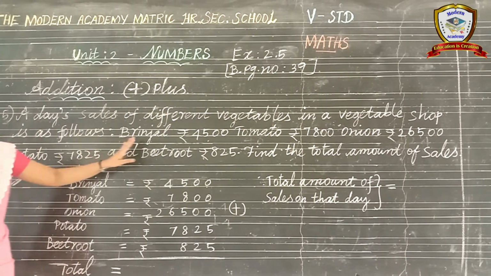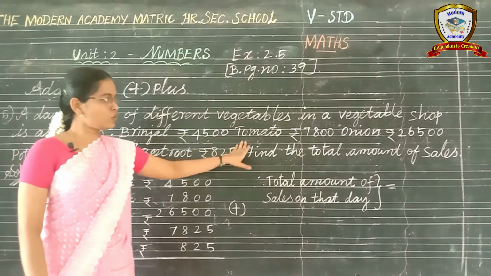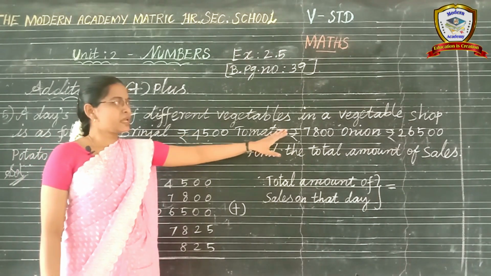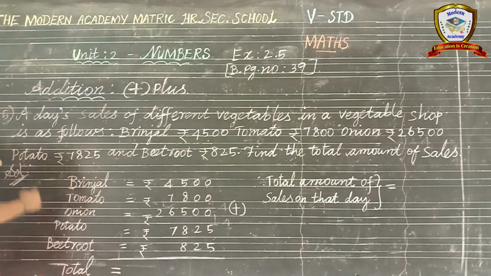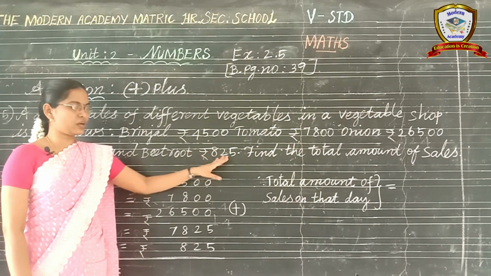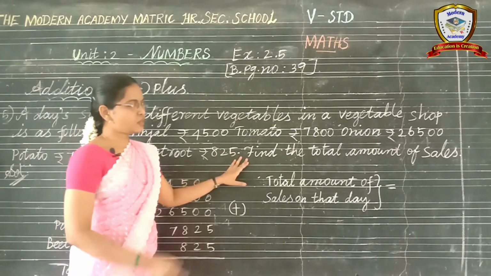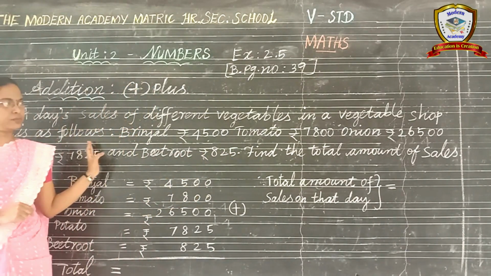First, brinjal 4,500 rupees. Next, tomato 7,800 rupees. Next, onion 26,500 rupees. Next, potato 7,825 rupees. And beetroot 825 rupees. Find the total amount of sales. This is the given problem.